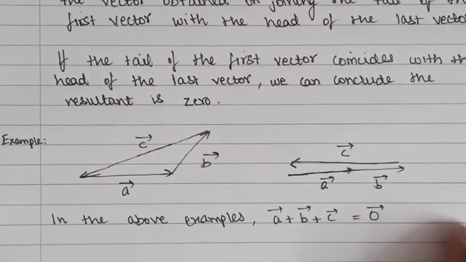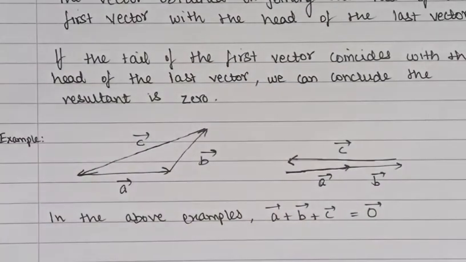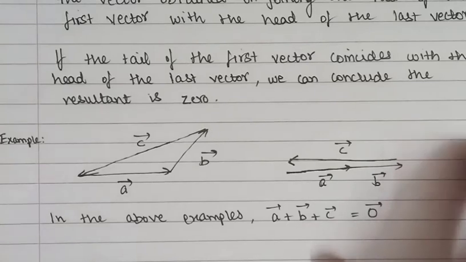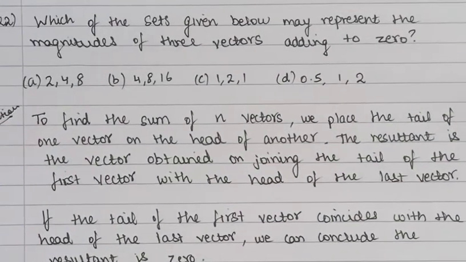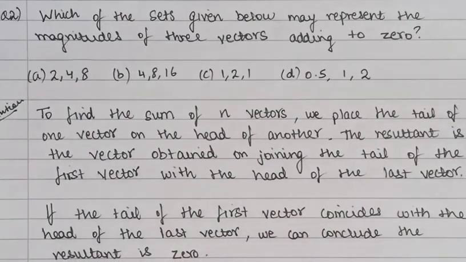I've given examples of two different possible cases when we have three vectors and the resultant is 0. The first case is when they form a triangle, and the second case is when some are antiparallel and some are parallel and their magnitudes cancel out. So let's check the options one by one for each case.